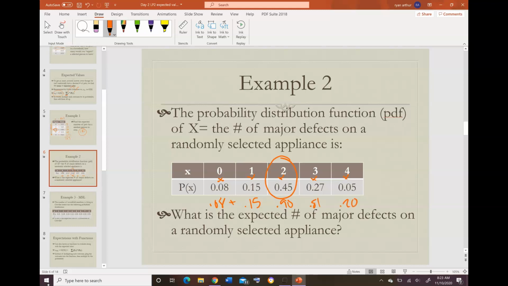Then we're going to add all these up. Okay, and I'm going to do that on the calculator. And I get it to be 2.14, which is exactly kind of what I guessed it to be. Okay? All right.